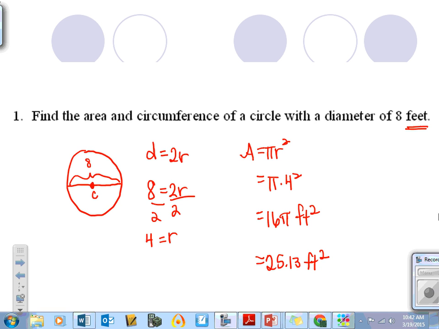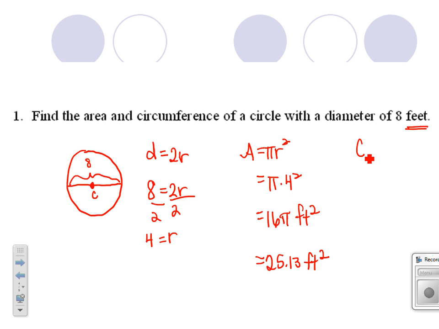All right, now if you want the circumference, circumference is equal to 2 pi r. So 2 times pi times the radius of 4, that would be 8 pi feet. Now that's if I want it in terms of pi. If I want the answer in terms of an estimated answer, decimal answer, and not in terms of pi, I would take 8 times pi in my calculator and I get 50.27 feet.